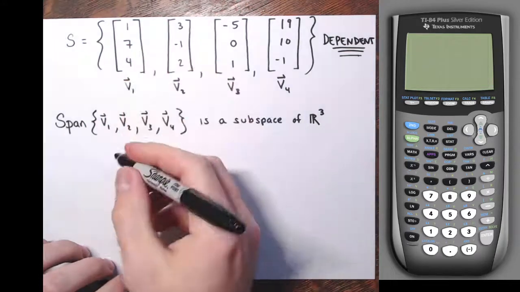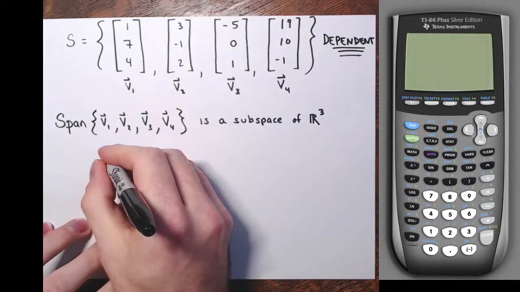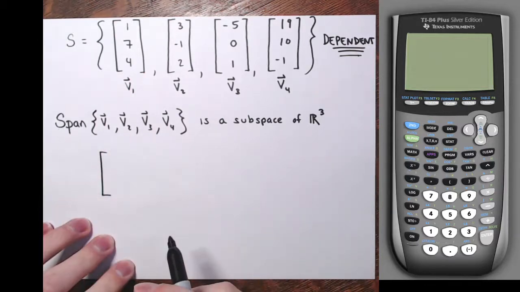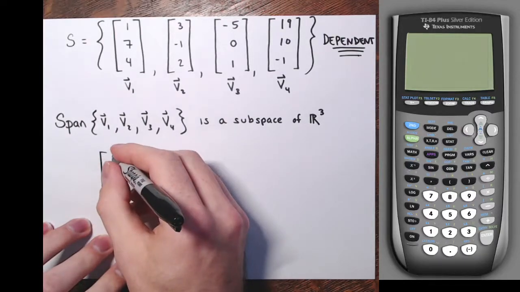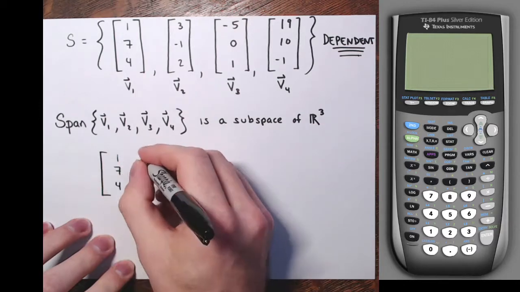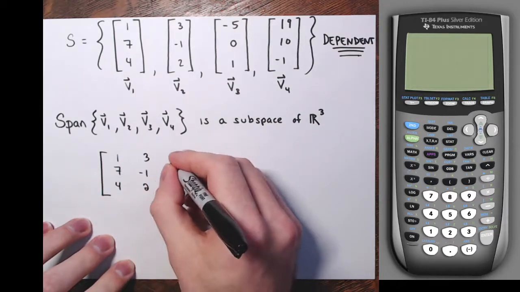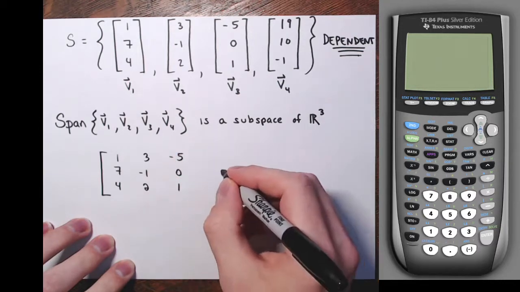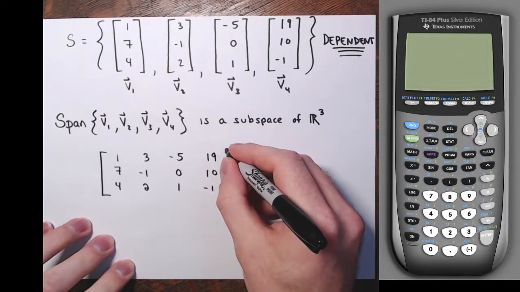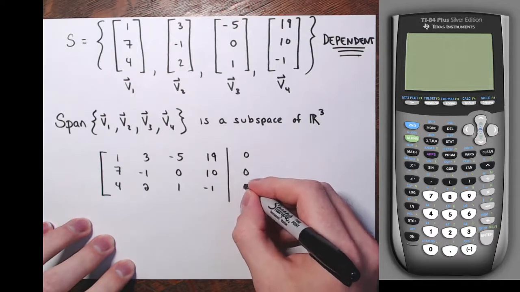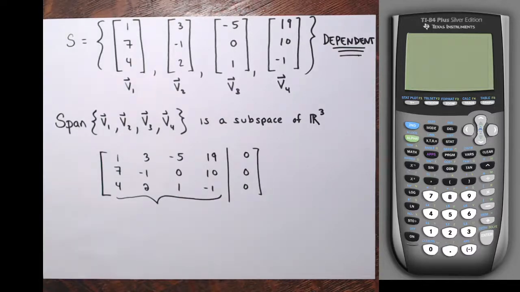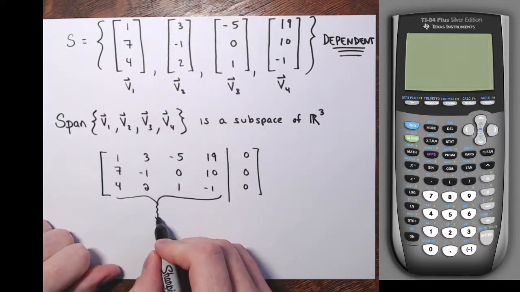So again, very easy. I can take this matrix here. What we're going to do is reduce this set to a set of independent vectors. So I make a matrix with these 4 vectors as columns. 1, 7, 4 for the first column, 3, negative 1, 2 for the second column, negative 5, 0, 1, and 19, 10, negative 1. And there'd be the zeros on the other side if I was checking for independence or dependence, but all I care about is this coefficient matrix. So I take this coefficient matrix and put it into reduced echelon.